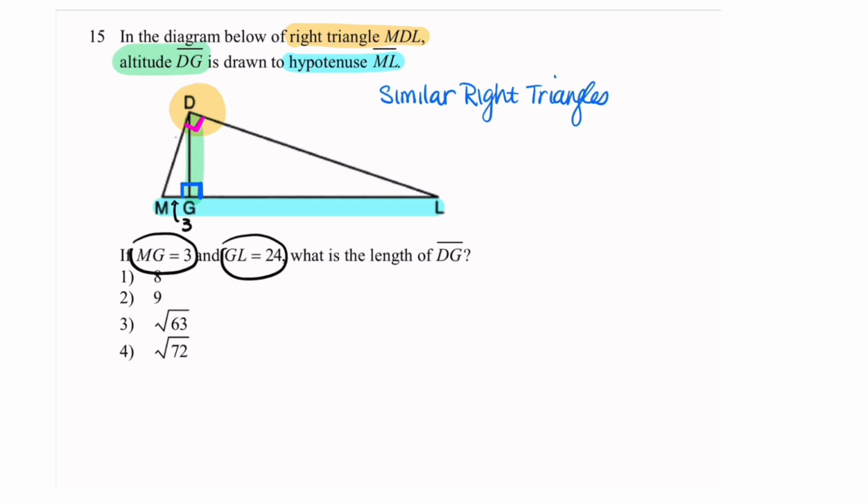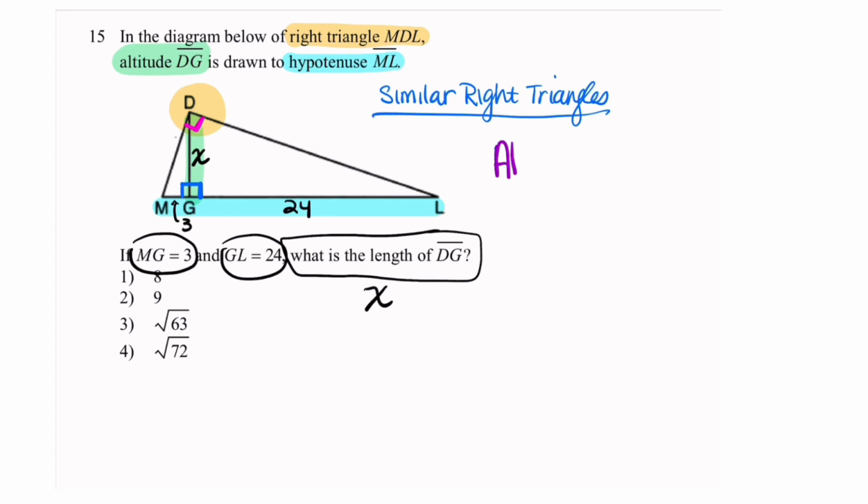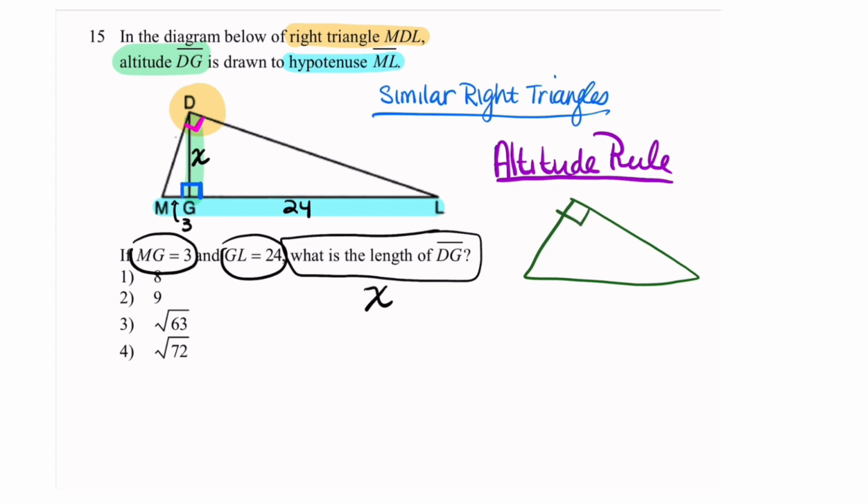Now when we mark out the little pieces of information that we know, MG and GL, and we're trying to find the length of this altitude, it reminds us of something that's called the altitude rule for similar right triangles, and it has something to do with something called the geometric mean, or mean proportional.